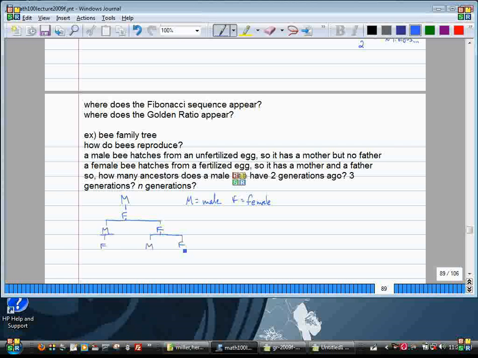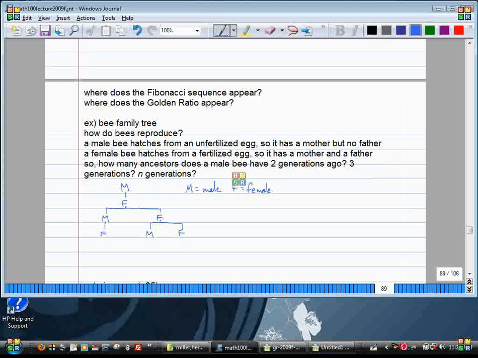Now, what about, okay. What about, and we just keep doing this. So what about the female bee? How many parents does it have? Two. One of each. So it's got a male and a female. And again, this male we know only has one parent, which is a female. And then this female has two parents, a male and a female.